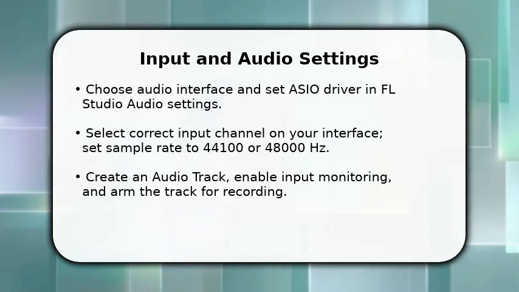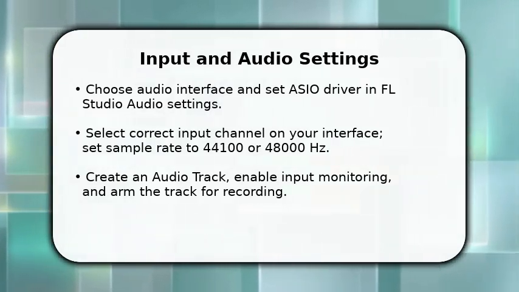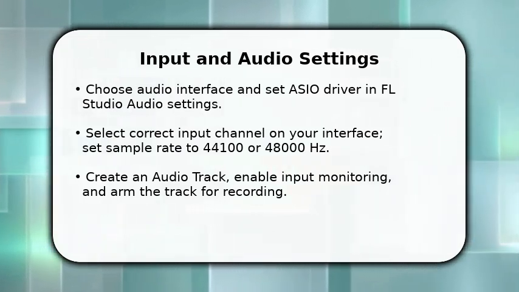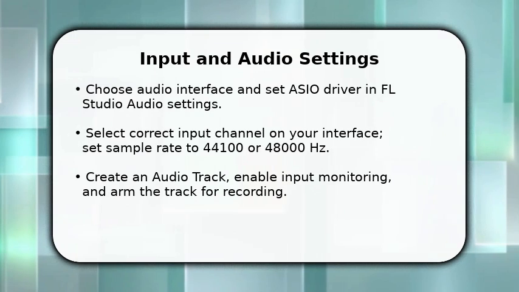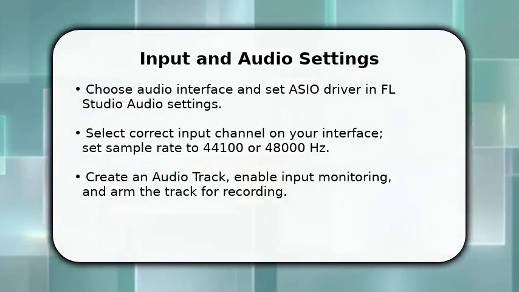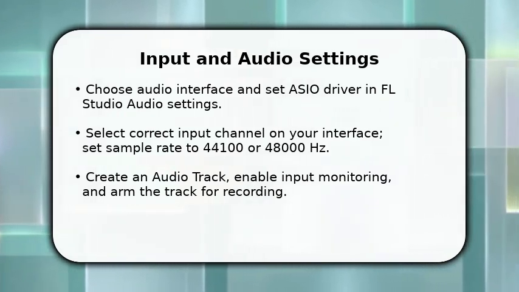You start by telling FL Studio which hardware to use. Open Options Audio, pick the ASIO driver for your interface, and set the sample rate. Next, route your keyboard to the input channel on the interface and create an audio track in the playlist. Once done, enable input monitoring and arm the track for recording so you can hear what you play.